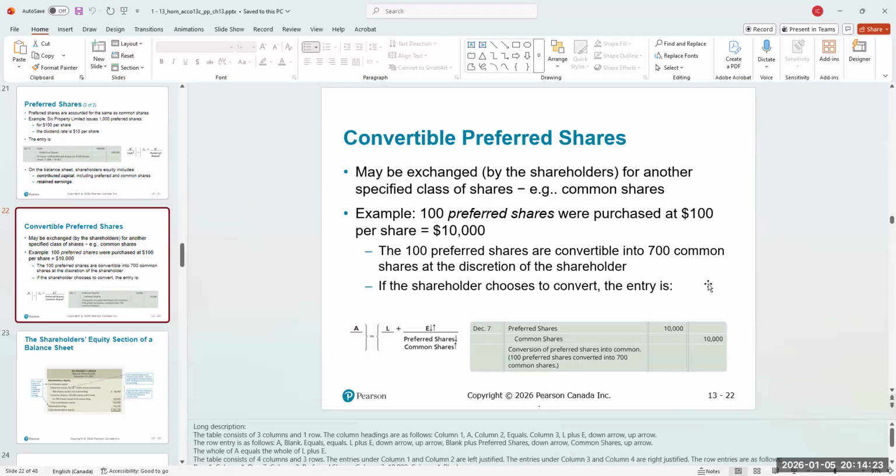Now, if the shareholder chooses to convert, what's going to happen? For the 100 preferred shares, they're going to get 700 common shares, but the amount on the balance sheet is going to be exactly the same amount that they initially contributed. So the $10,000 from the preferred shares is going to move to the common shares. That's why we're debiting preferred shares. We're closing the preferred share account and moving everything to the common shares.